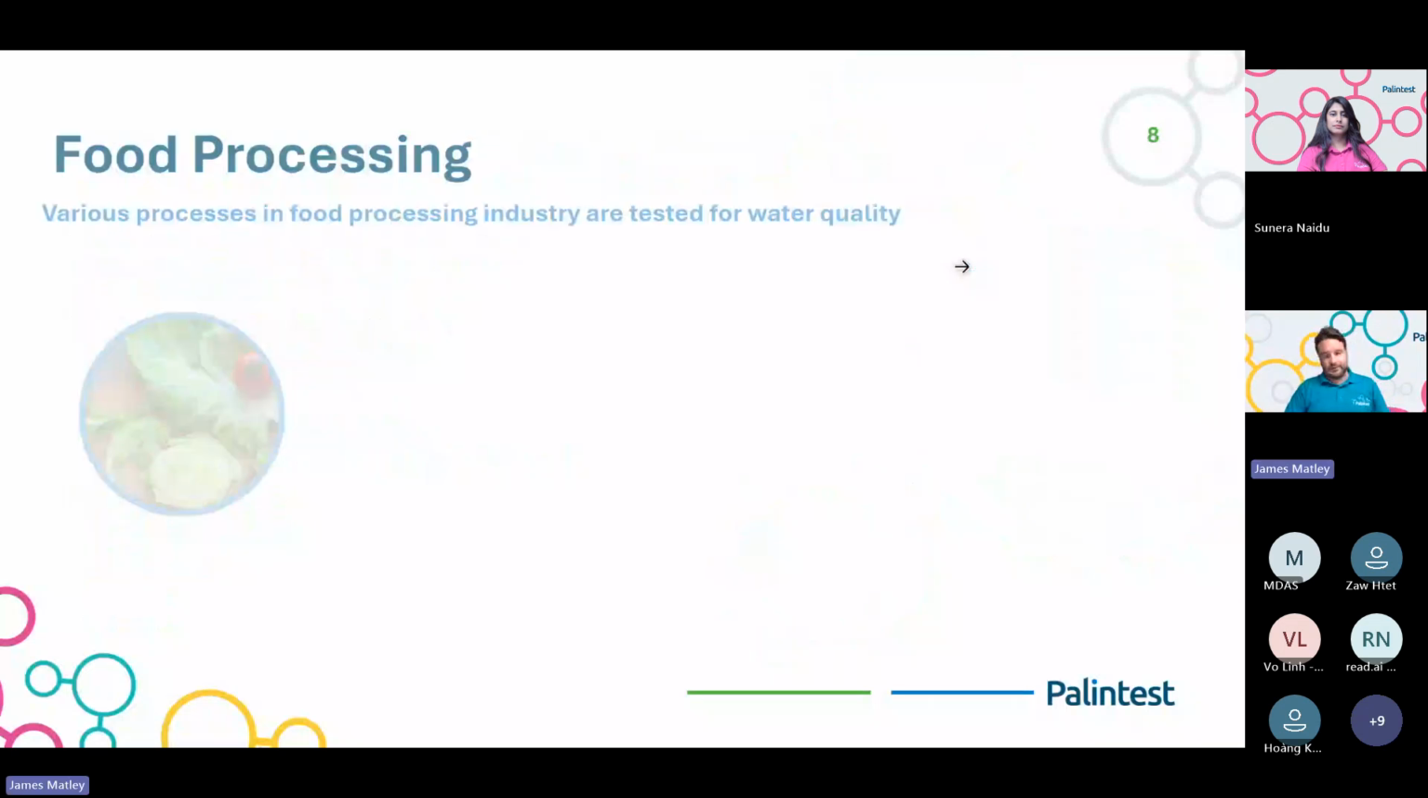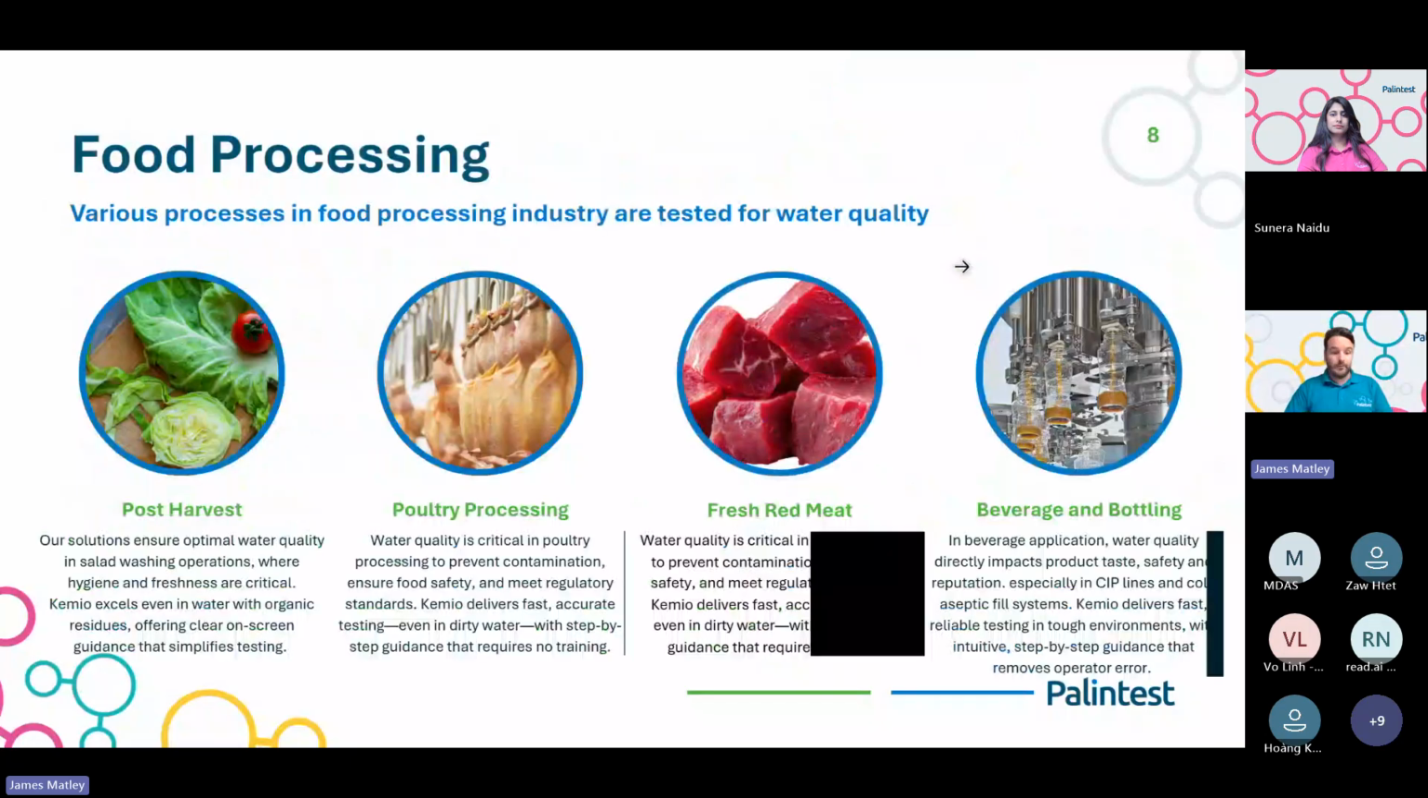So food processing, there are various different applications that we monitor here, but key to each of these applications is optimal water quality, and this is critical. Within optimal water quality, you have hygiene and freshness, regulatory standards that need to be maintained, and the prevention of contamination from bacteria, microbes, etc. And you want to ensure the taste of the product is not affected as well, because at the back end, that is obviously key to the customer satisfaction of the product. So the Chemio gives you quick, reliable results here to maintain your water quality in all these applications.